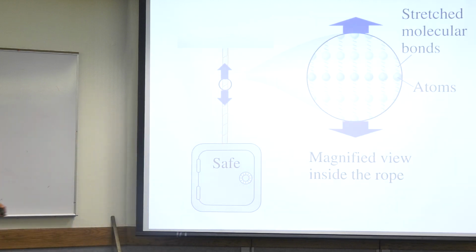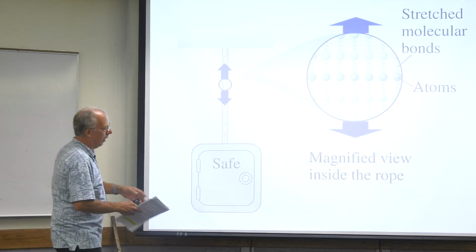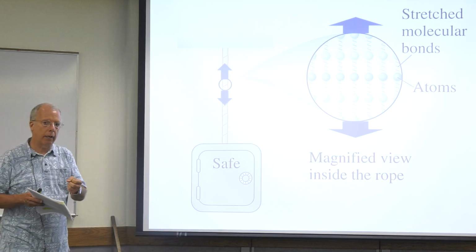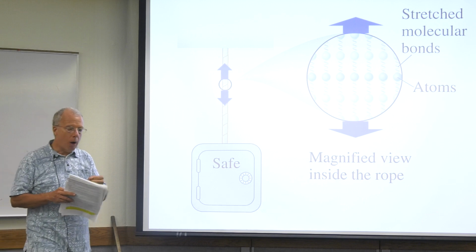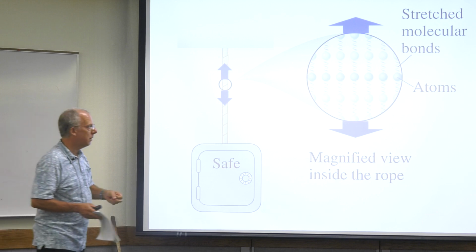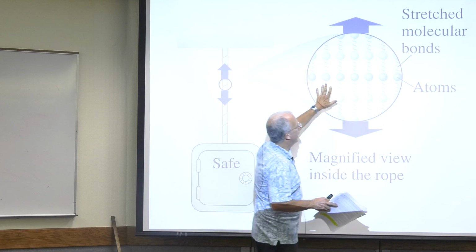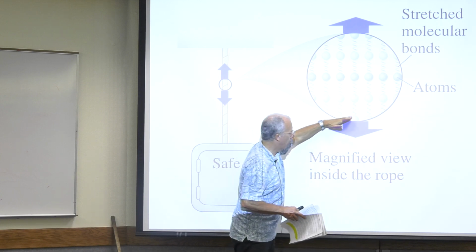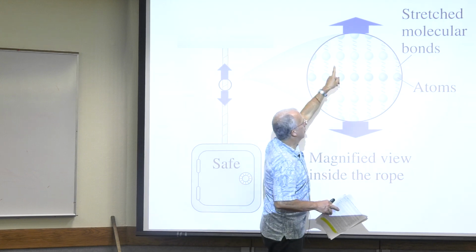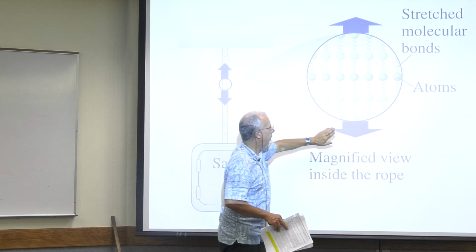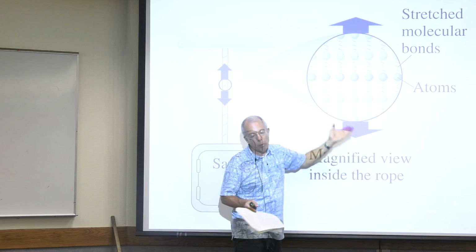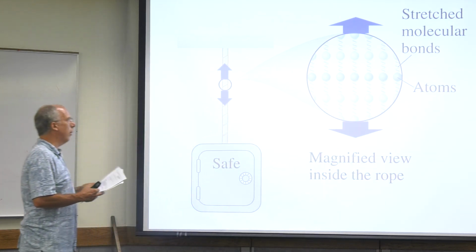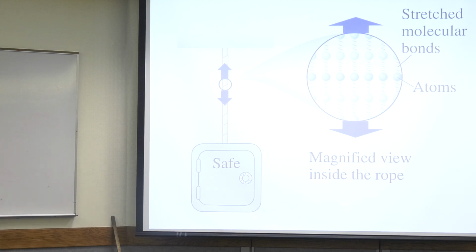So this is what you see. Remember, a rope is made out of molecules. Molecules are held together with molecular bonds. We model the bonds as springs. So here are the stretched molecular bonds, and here's this force pulling down on them, and here's that force pulling up on them. Now, if these forces are greater than the strength of the bonds, the rope breaks, but we don't want to talk about that. All I'm saying is that it's the molecular bonds that are getting stretched.